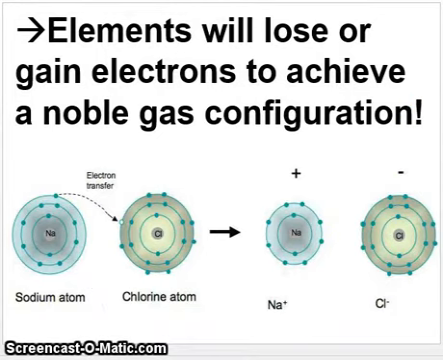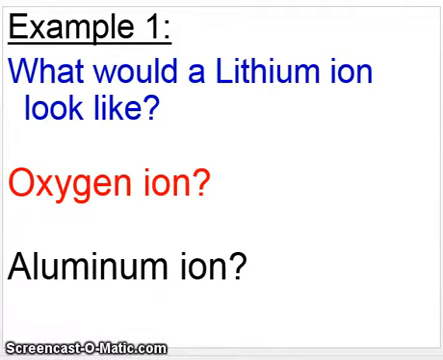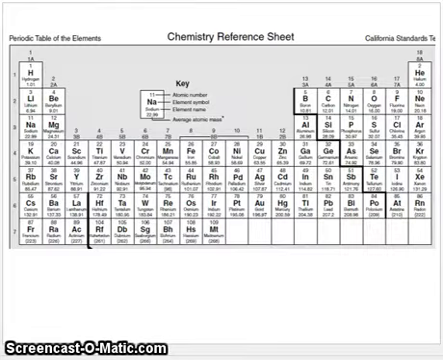So if you take a look at this question, it says, what would a lithium ion look like? What would an oxygen ion look like? What would an aluminum ion look like? In order to see this, let's take a look at the periodic table. So we're first looking at a lithium ion. Lithium is this element here. Now the key to this will be looking at the closest noble gas to these elements.